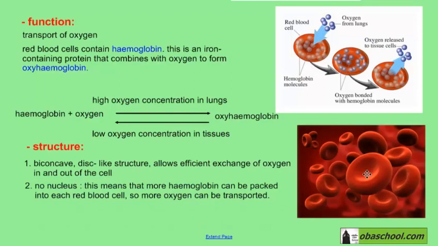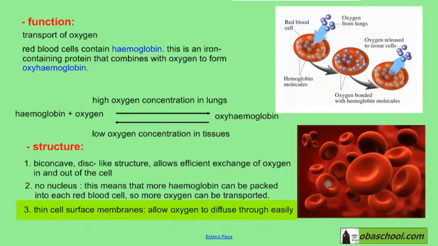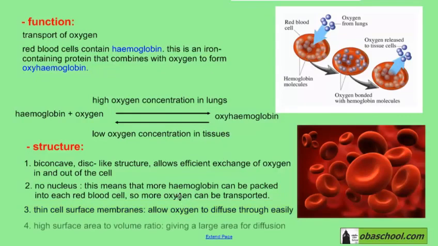They have no nucleus. This means that more hemoglobin can be packed into each red blood cell, so more oxygen can be transported. They can fit more hemoglobins. And they also have a thin cell surface membrane, which allows oxygen to diffuse into and out of them easily. Also, they have a high surface area to volume ratio. This is caused by the dent that they have on the inside. It is like a fold, which gives a large area for diffusion. So oxygen can diffuse into them easily, and they can fit a lot of hemoglobins.